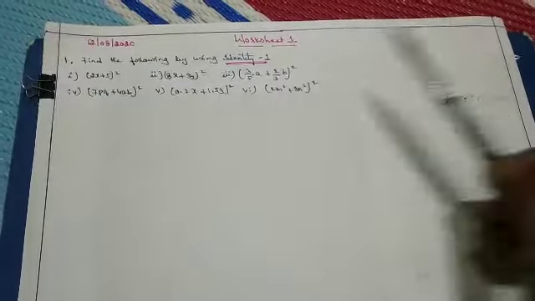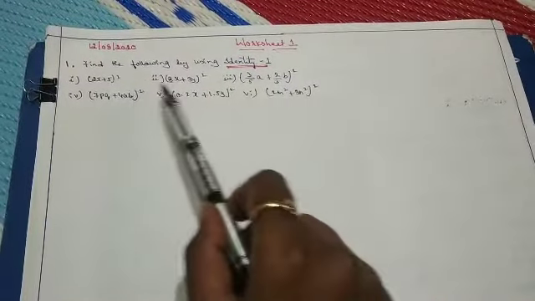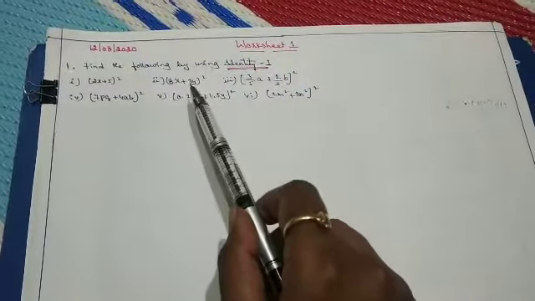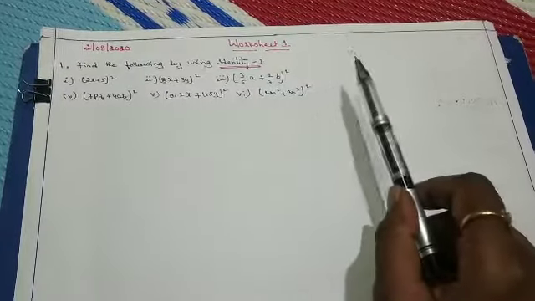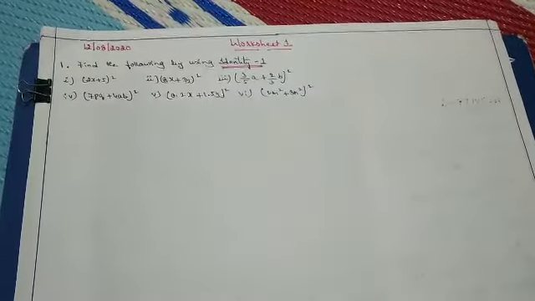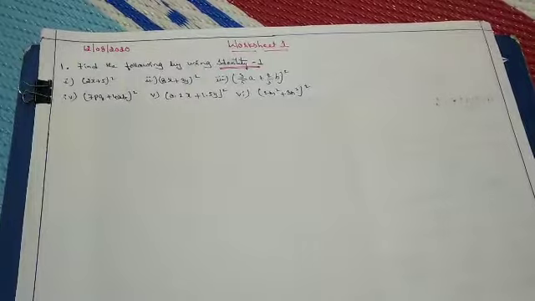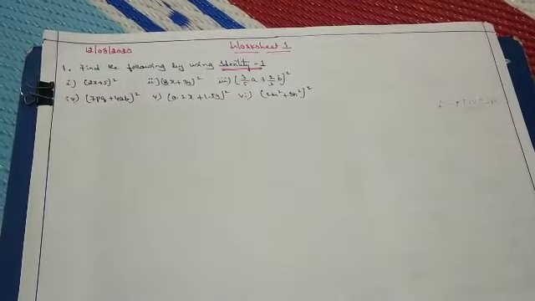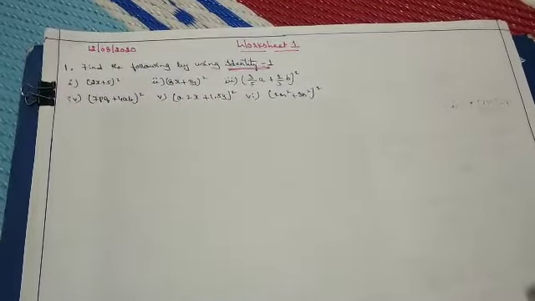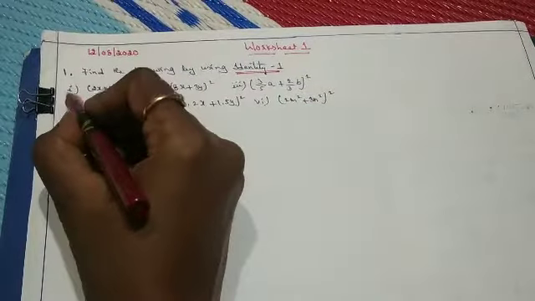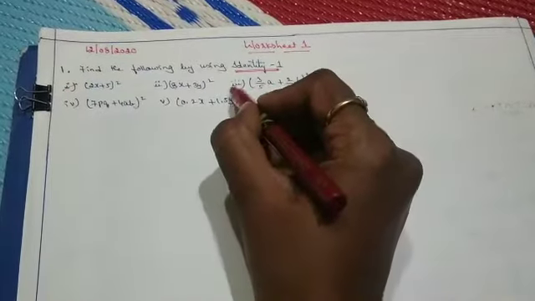So here, a total of 6 questions are given, children. In this, I am going to solve only 4 questions. The rest of the 2 you have to solve on your own. Let me show what those 4 questions are, which I am going to solve. Question number 1. Question number 3.